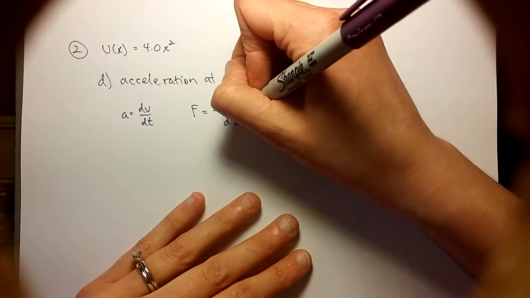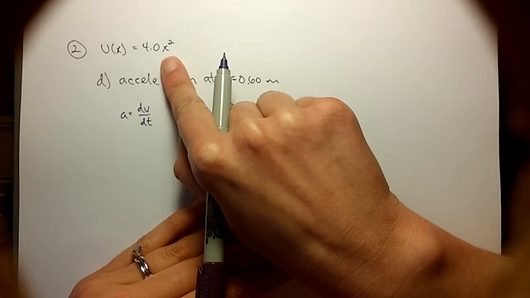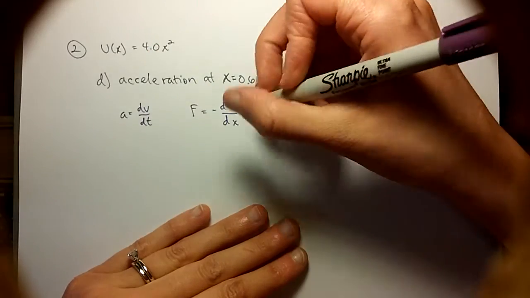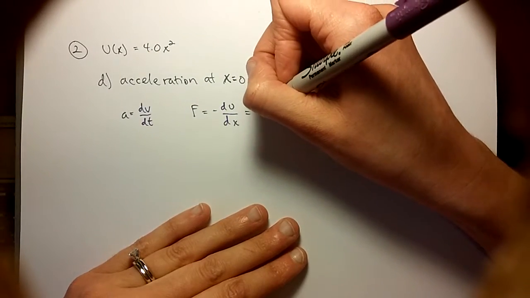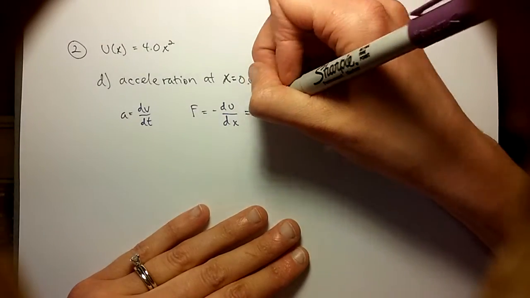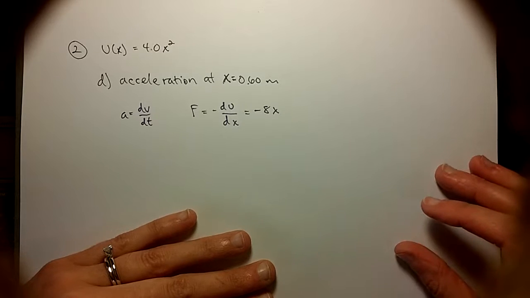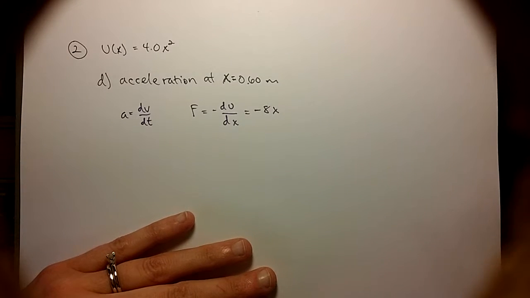So then we just take our potential energy function and find the derivative of it with respect to x, just using the power rule. And when we do that, we get 8x. And then there is a negative sign there. So that means the force as a function of position is negative 8x. And then once we have a force equation, we can easily get the acceleration.